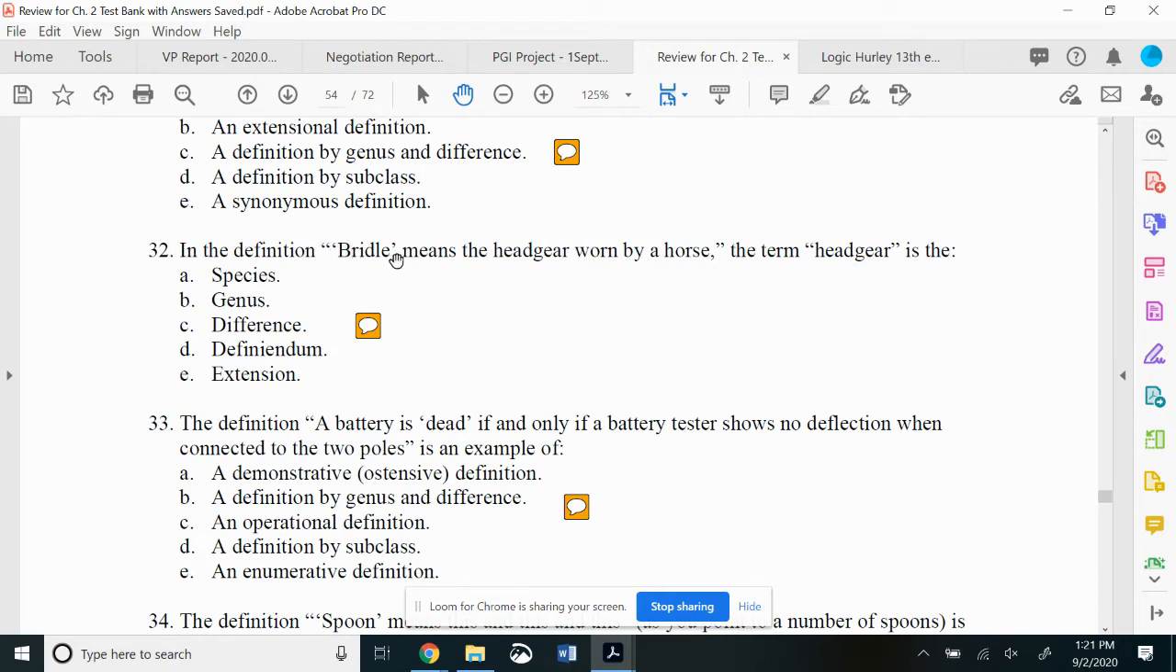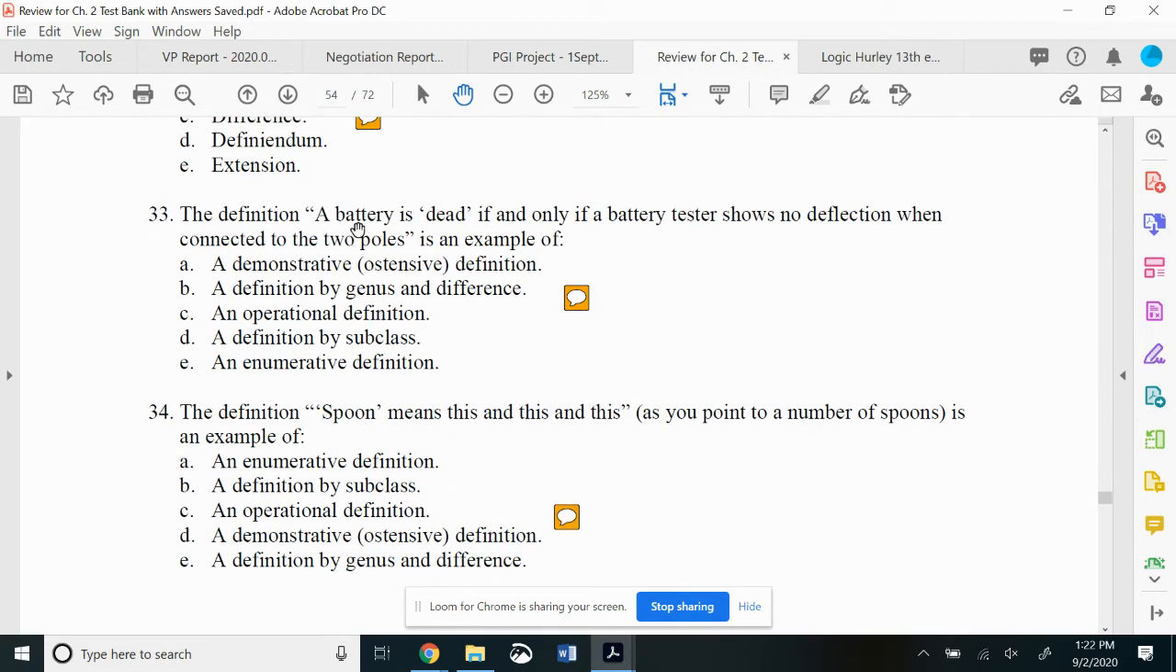32. In the definition, bridle means a headgear worn by a horse. The term headgear is... this one I'm just going to, you can pause if you struggle with this, see if you can get the answer. It is B, genus. Just means it's a very broad headgear. I could give you another headgear, bandana or helmet. Helmet. I used to use a helmet all the time when I drove my Harley. So headgear or helmet means a headgear worn by a motorcyclist. See what I'm saying? Just spinning the different genus, species, and difference here. So this answer was B.